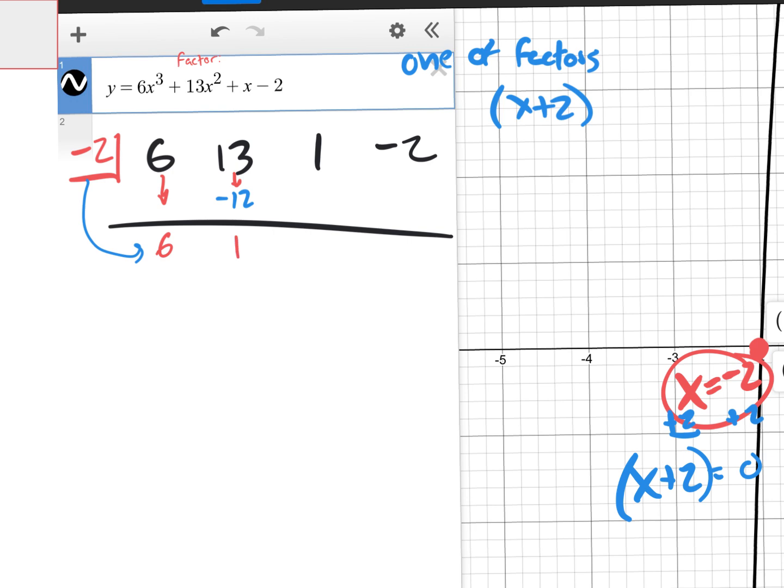13 take away 12 is 1. As you go up, multiply. -2 times 1 is -2. As you go down, combine. 1 take away 2 is -1. As you go up, multiply. -2 times -1 is +2. And we already knew that the remainder is 0.